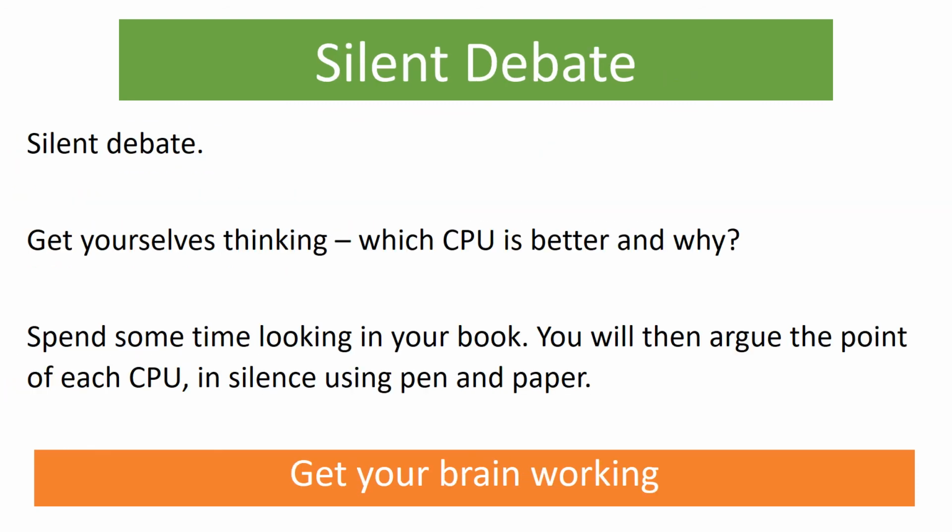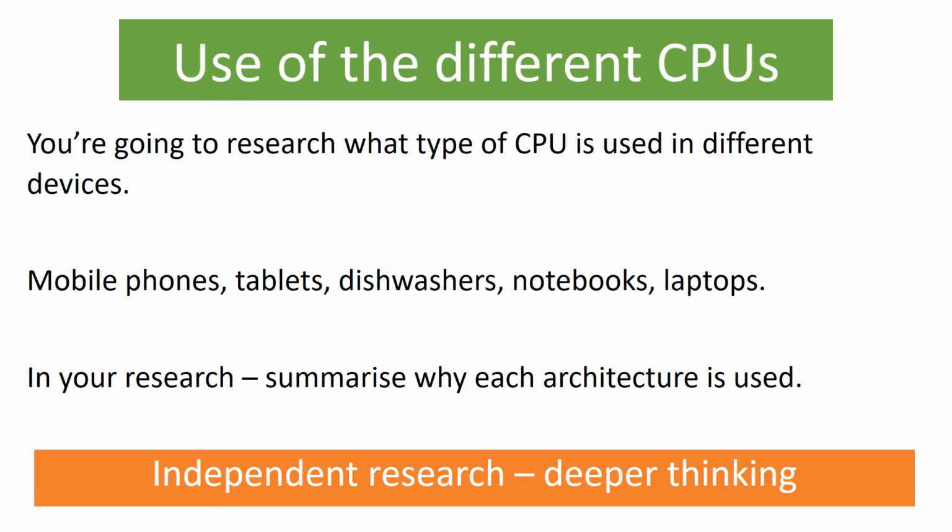This is a task that we could only complete in class, but you need to be clear on what the differences are, and you need to be able to argue why one is better than the other. I want you to spend a few minutes researching which type of CPUs are used in different devices, such as mobile phones, tablets, dishwashers, notebooks, laptops. You can choose which devices, but I want you to do a range. Then I want you to summarise the type of architecture. You might know some of this already, but I want you to go and check and use that deeper understanding, please.